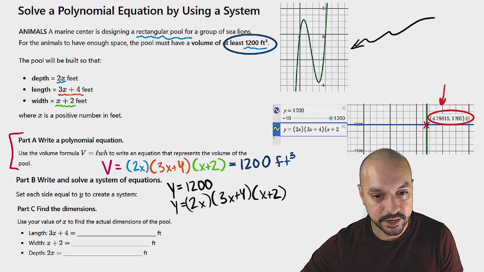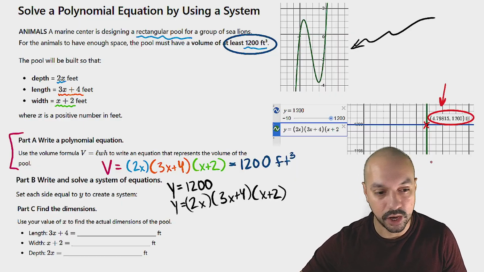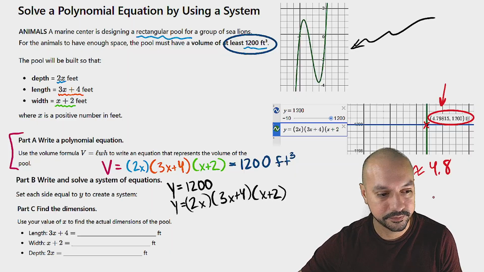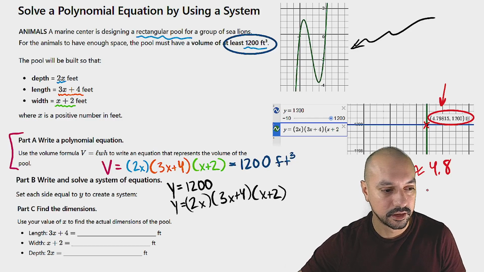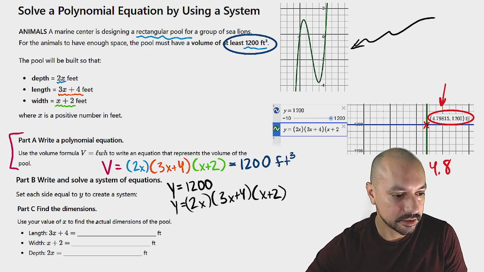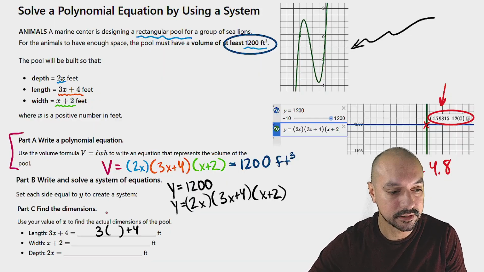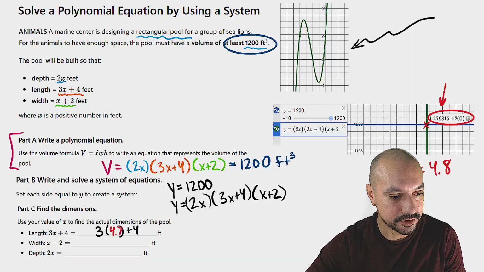And so this x value is what I would consider the solution. So x is just about 4.8. I can then plug that back in here to figure out exactly what numerical value each dimension has to be.